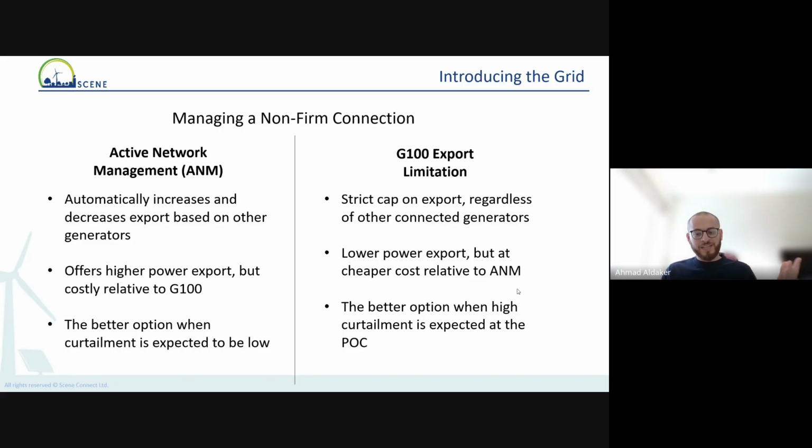Now, obviously, this guarantees less revenue because there's no up or down, but it's a cheaper option and it's more suitable for smaller developments or where you expect higher levels of curtailment in that particular connection point.